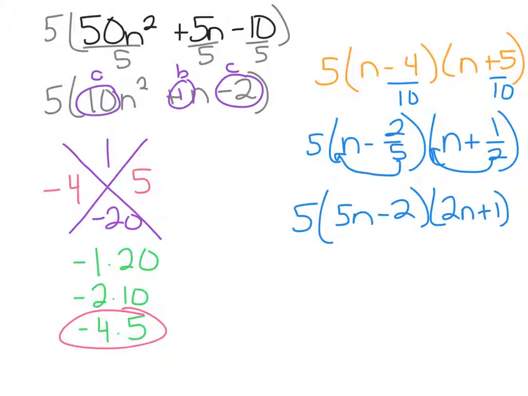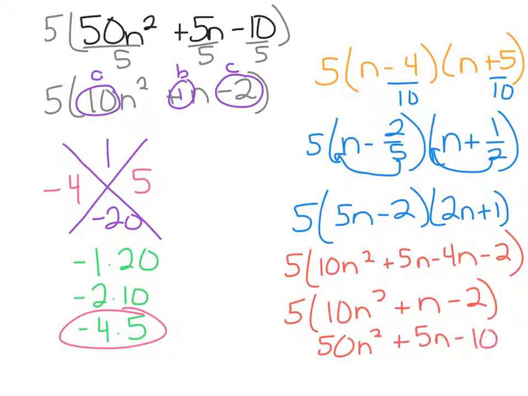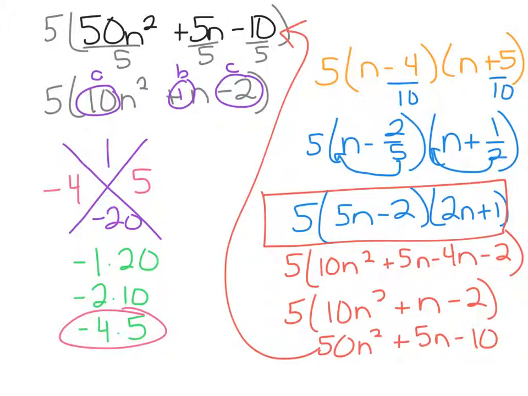Now we FOIL to check. First, 5n times 2n is 10n squared. Outer is plus 5n. Inner minus 4n. And last, minus 2. Now combine the middle. You get 10n squared plus n minus 2. And then distribute. 50n squared plus 5n minus 10, which is what we were looking for. So that's your correct answer.